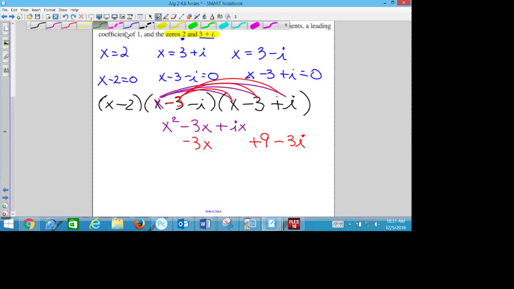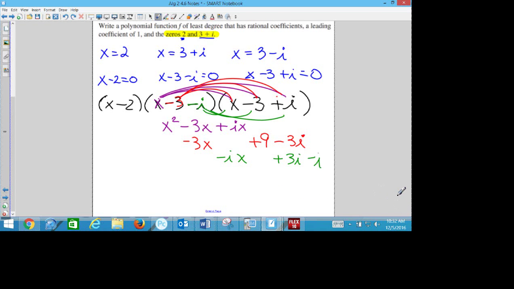And then we're going to distribute the minus i to all 3 terms. So that's going to be minus ix plus 3i and minus i squared. I will stop talking for a moment so you can catch up. It's distributed just like we did on Friday. Same stuff.